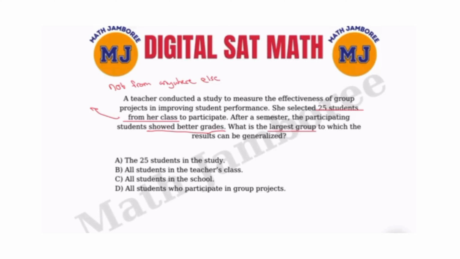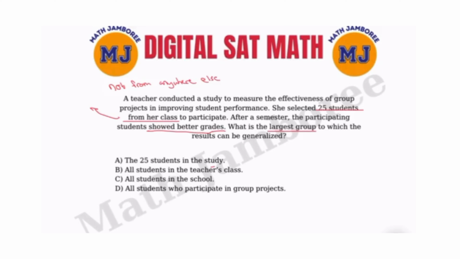And then a largest group means you have to choose something broad. That means more than 25. I'm assuming she has more than 25 students in her class because she selected those. So that means her whole class most likely should have better grades. Not everyone's gonna have better grades because everyone's different, but we assume that because they said what is the largest group. So we're gonna see the choices and work through it together.